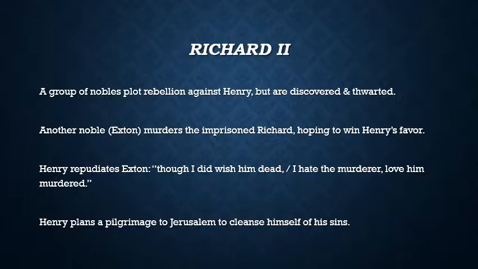Henry's reign seems relatively secure, but it's not a very auspicious start to begin your reign by having to put down a potential rebellion. And of course, he's nervous. Henry is nervous that Richard is still alive, because as long as Richard is alive, he is a potential rallying point for people who are dissatisfied with Henry.